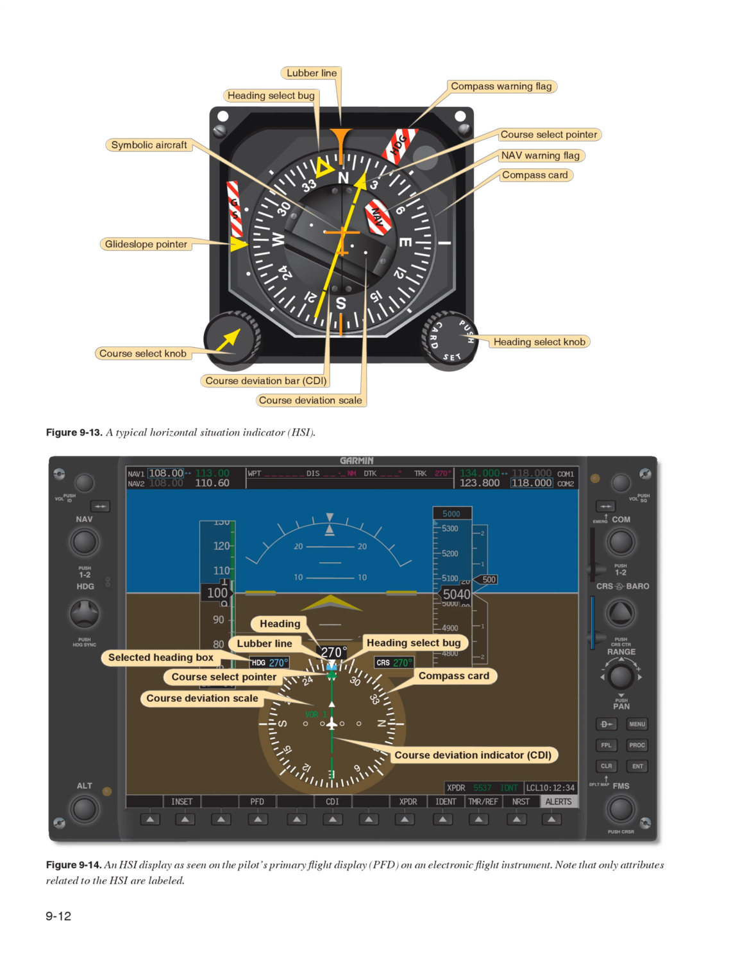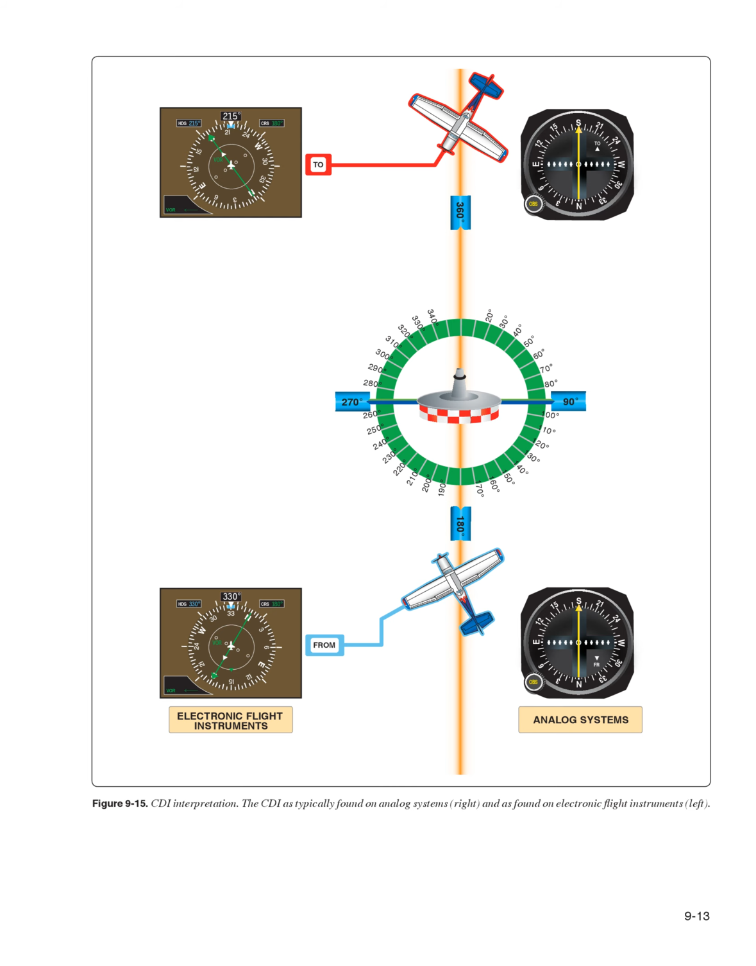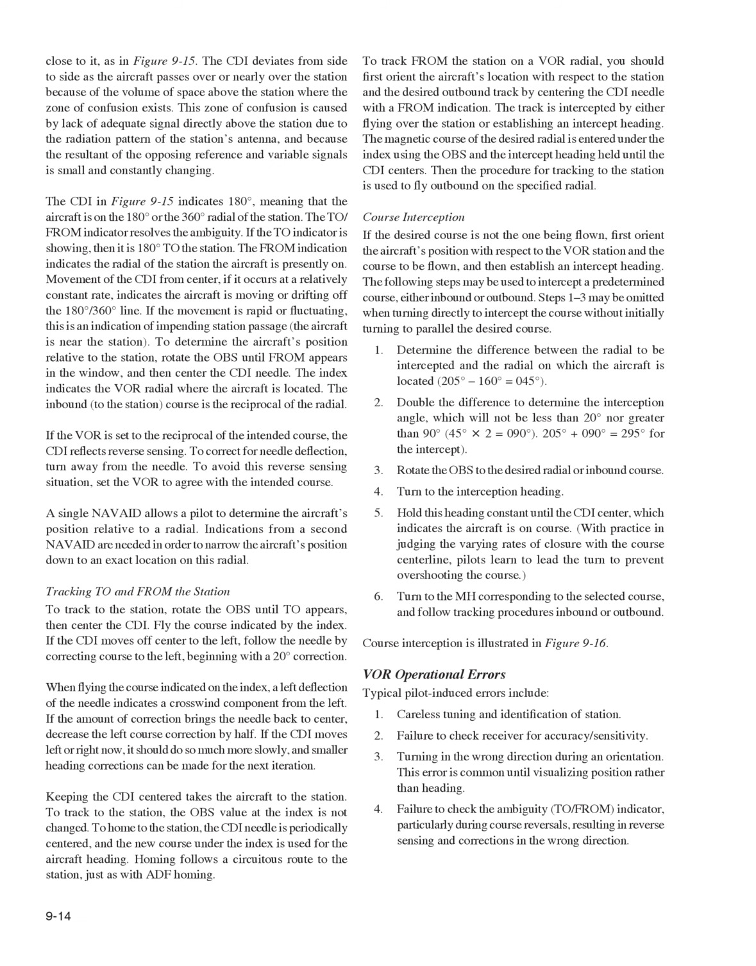Figure 9-13. A typical horizontal situation indicator, HSI. Related to the HSI are labeled. Close to it, as in Figure 9-15.